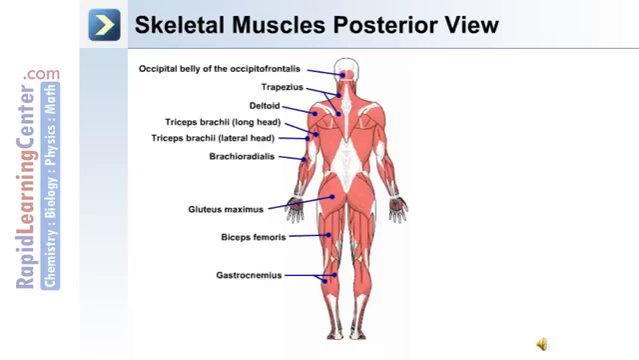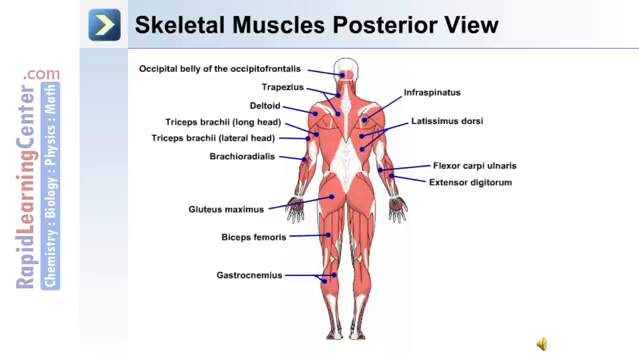The biceps femoris. The gastrocnemius muscle of the calf region. The infraspinatus muscle. The latissimus dorsi muscle, which covers the majority of the back. The flexor carpi ulnaris muscle of the forearm, and the extensor digitorum muscle of the forearm. The semitendinosus muscle, and the soleus muscle of the lower leg.